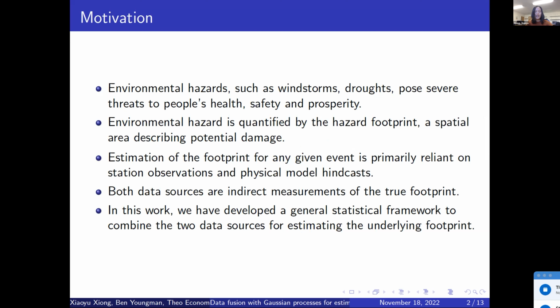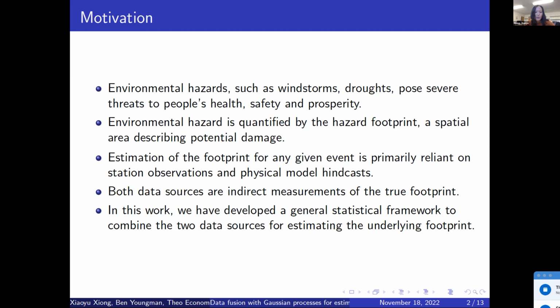As we all know, environmental hazards such as windstorms, droughts and the wildfires, which have been a huge problem globally in the last year, can cause severe societal damages. So it is imperative to be able to have a reliable quantification of such environmental hazard events. And the risk is likely to increase with the rapid climate change. And the environmental hazard is quantified by the hazard footprint, which is the spatial area describing the potential damage.